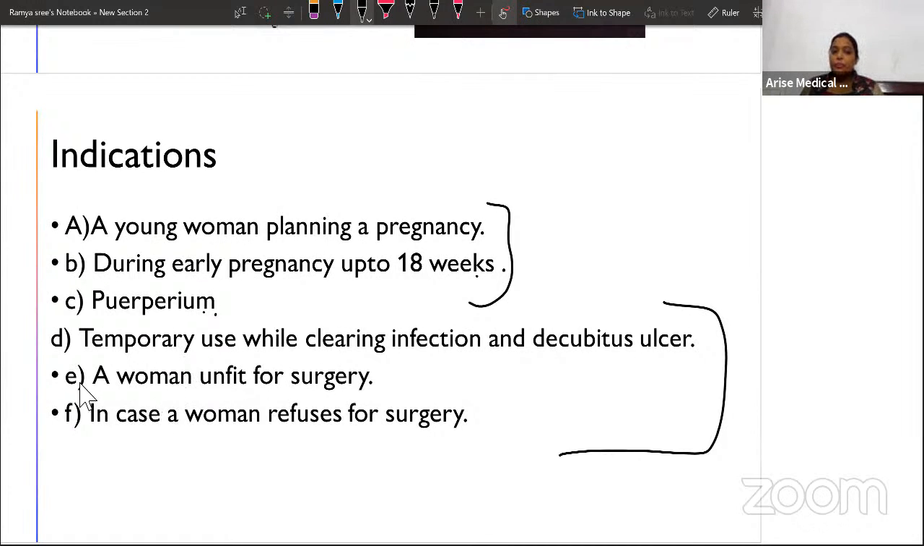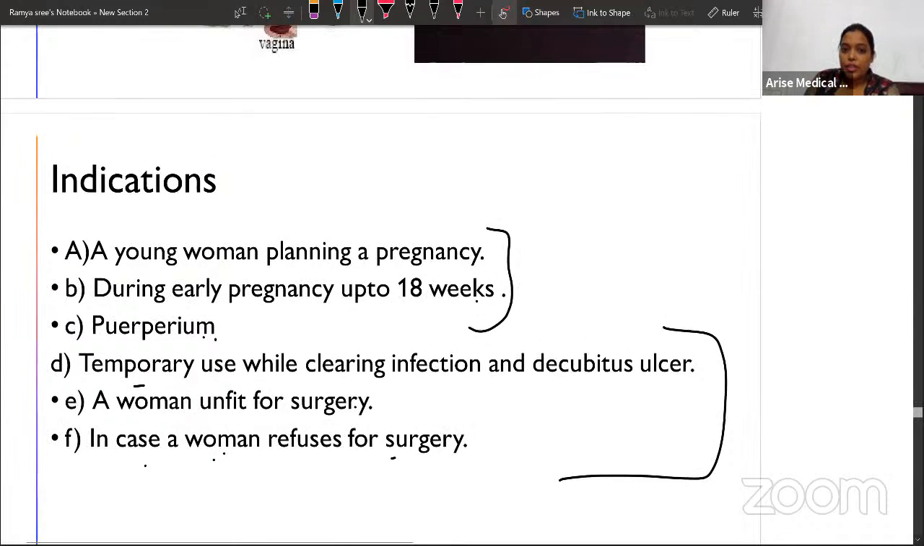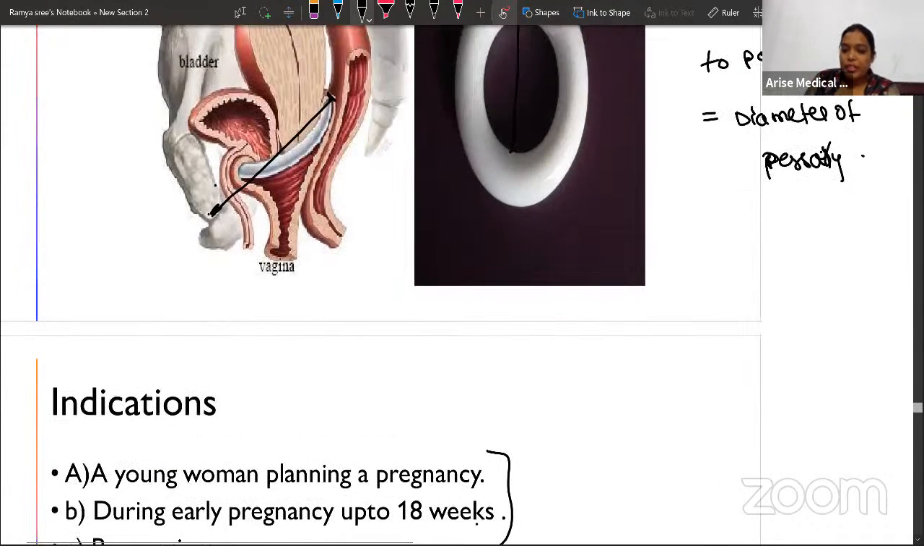Before surgeries, a woman who is unfit for surgery, a woman who refuses surgery, and for temporary use while you're clearing the infection and decubitus ulcer. Okay, so 3 things: before surgery when there is a decubitus ulcer, a woman who is unfit for surgery, and a woman who refuses surgery. Okay, so those are the indications for the pessary.